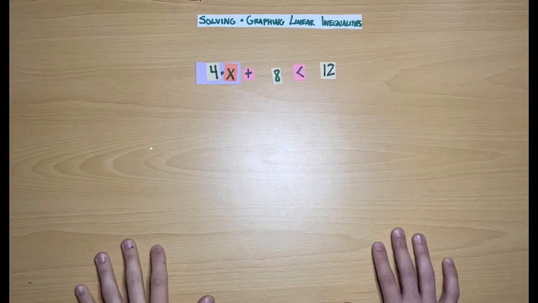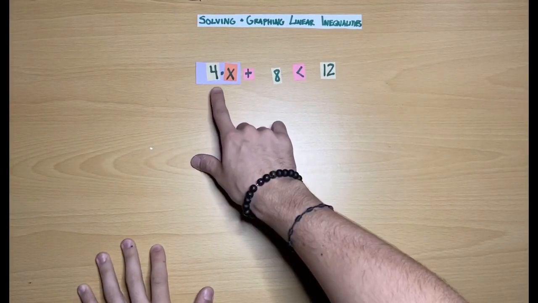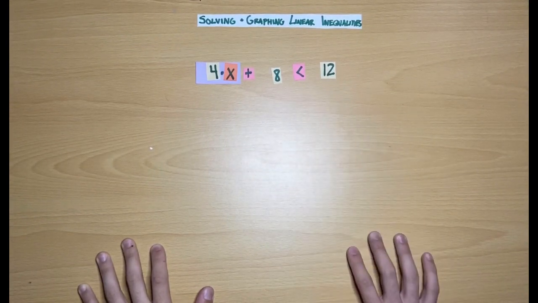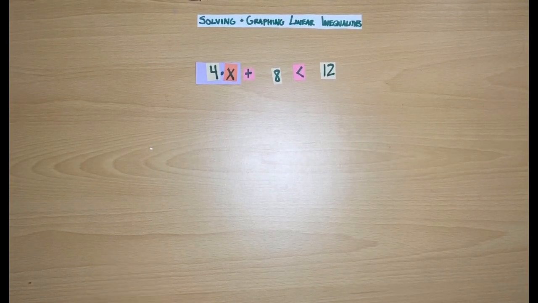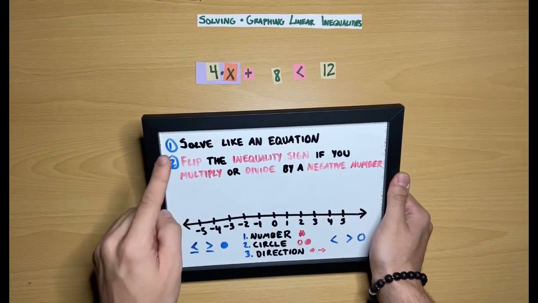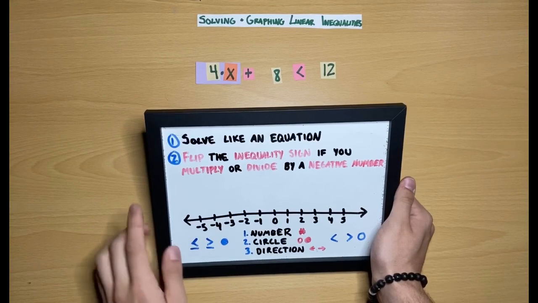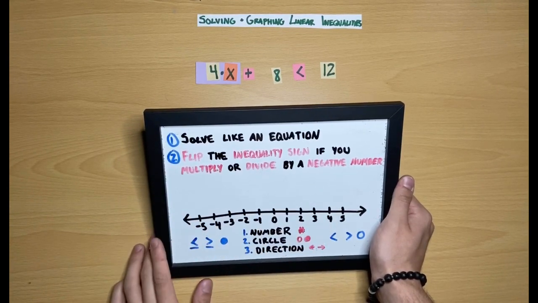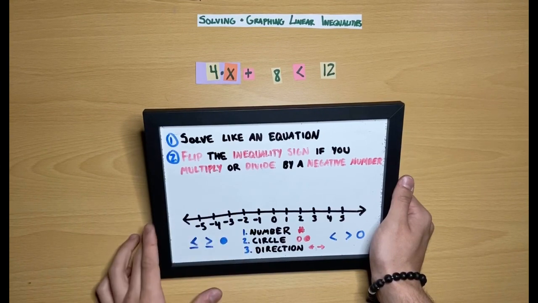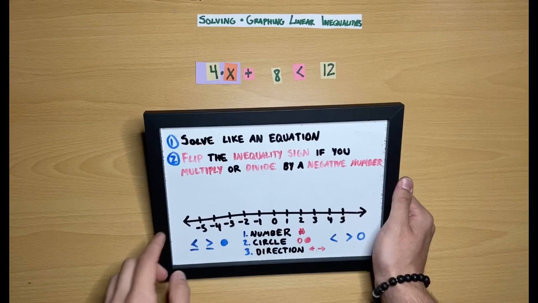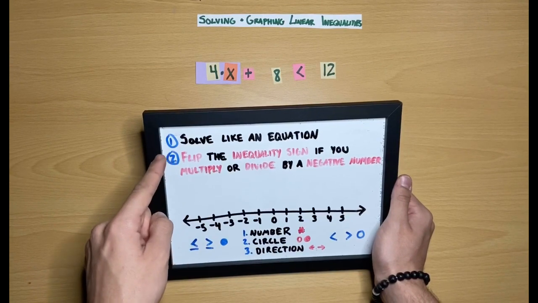So the first problem we will look at is this one. 4x plus 8 is less than 12. Now if you remember, we solve this like a normal equation. And then if at any point we multiply or divide by a negative number, we flip that inequality sign. And once we get to graphing, we will go over this. But for now, this is all we have to do.